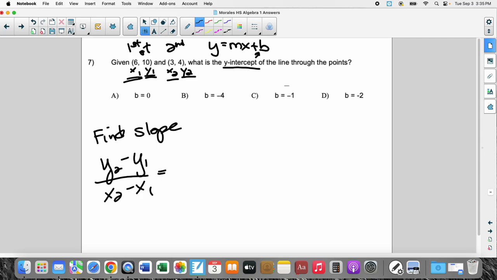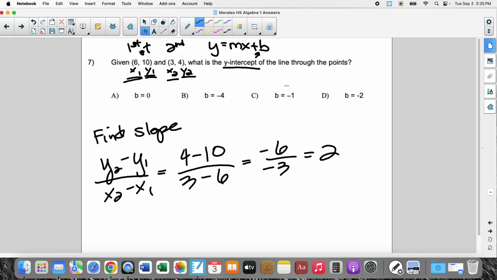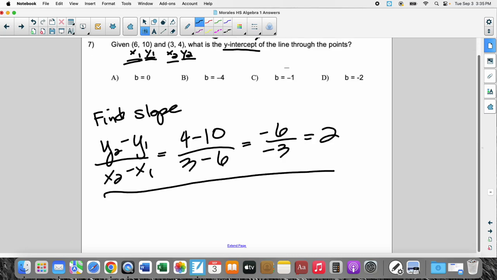So with this equation, I want the y value in the second point, which is 4, minus the y value in the first point, which is 10, over the x value in the second point, 3, minus the x value in the first point, 6. 4 minus 10 is negative 6. 3 minus 6 is negative 3. And that gives me positive 2. Now this is the slope. So that's all I was able to get.